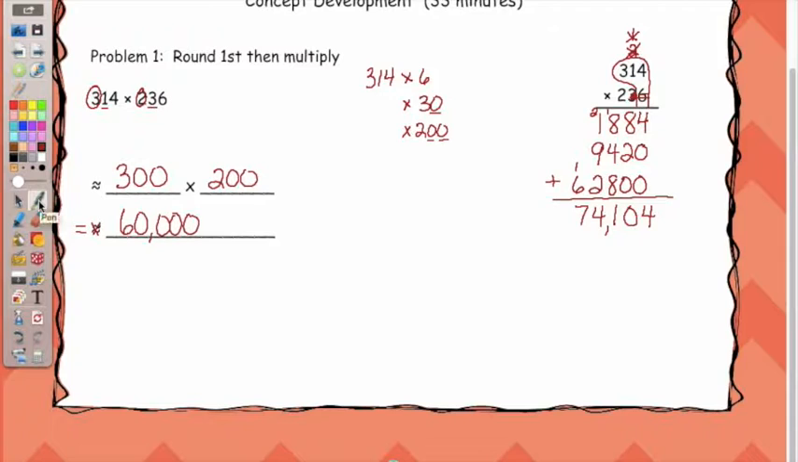So does my answer have 5 digits? It's in the 10,000ths place. It's pretty close to 60,000 also, isn't it? So I'm guessing we did this right. Okay? All right. So that's what our lesson is today. That's pretty much it. So we're going to round, multiply, then do the standard algorithm. Okay? Let's try the next one.